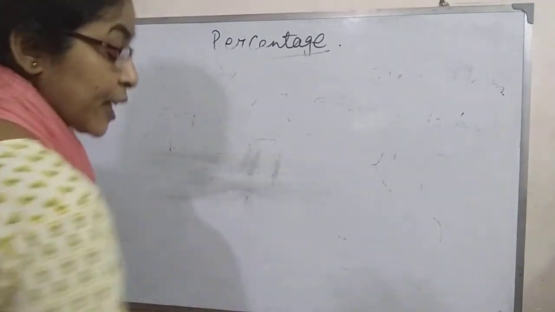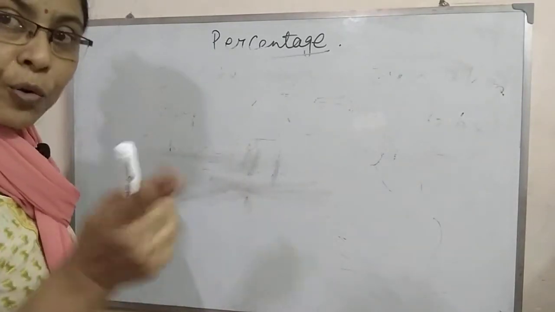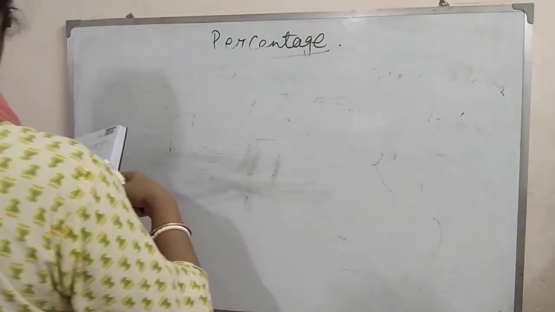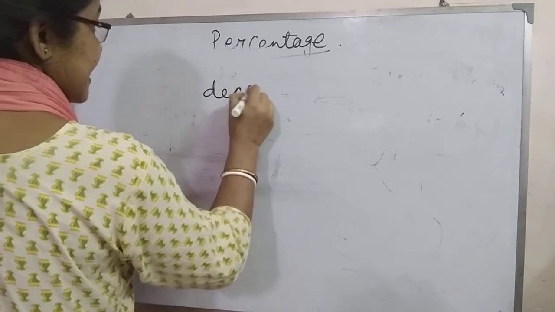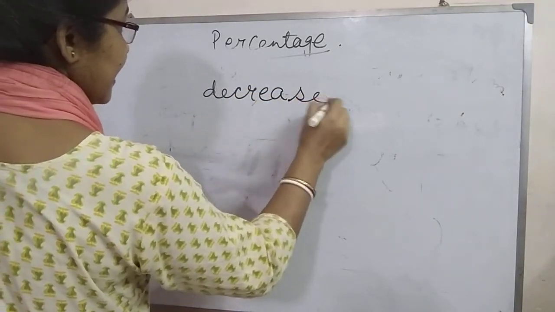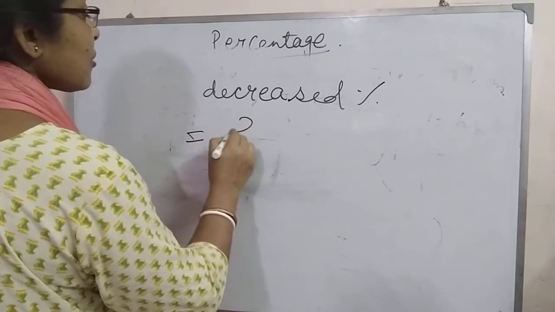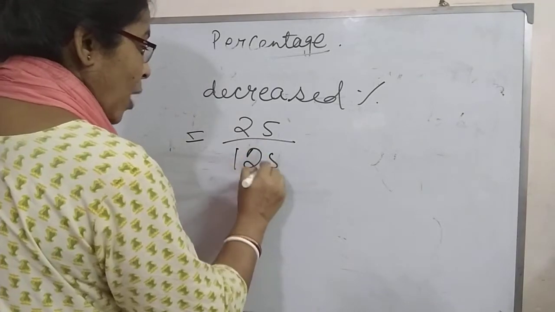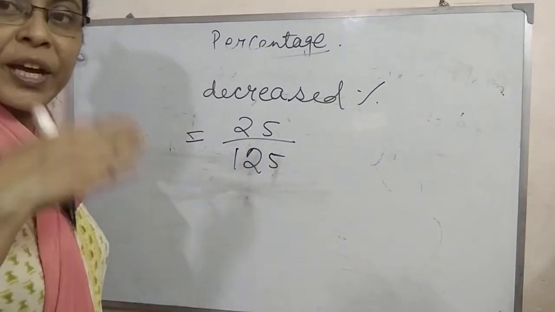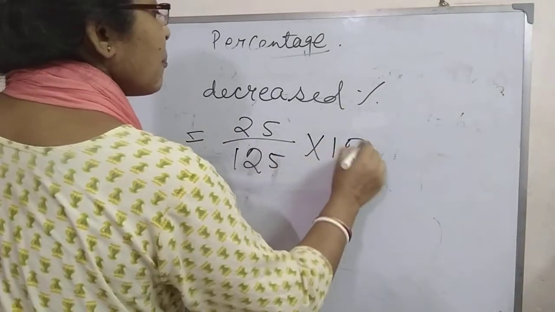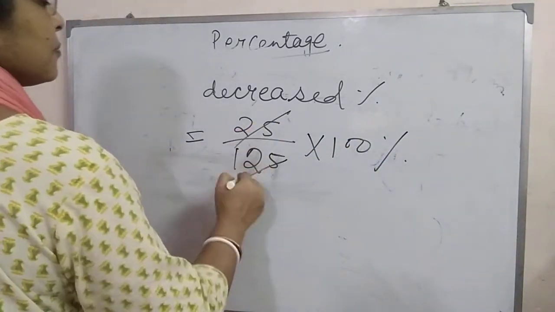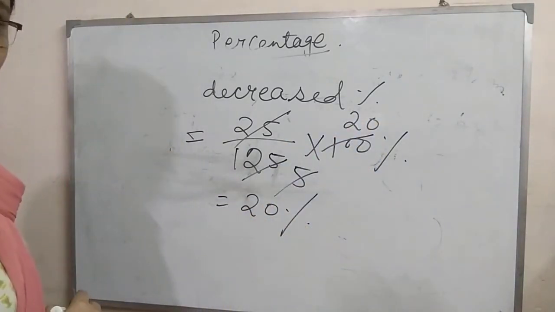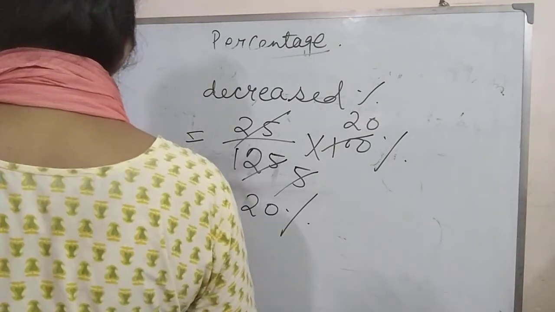That means reduced salary is 25 out of 125 to get original salary, that is rupees 100. That means decreased percentage of salary is equal to decrease of 25 out of rupees 125 to get the salary 100. This is equal to 20%. Okay. This is the required answer.